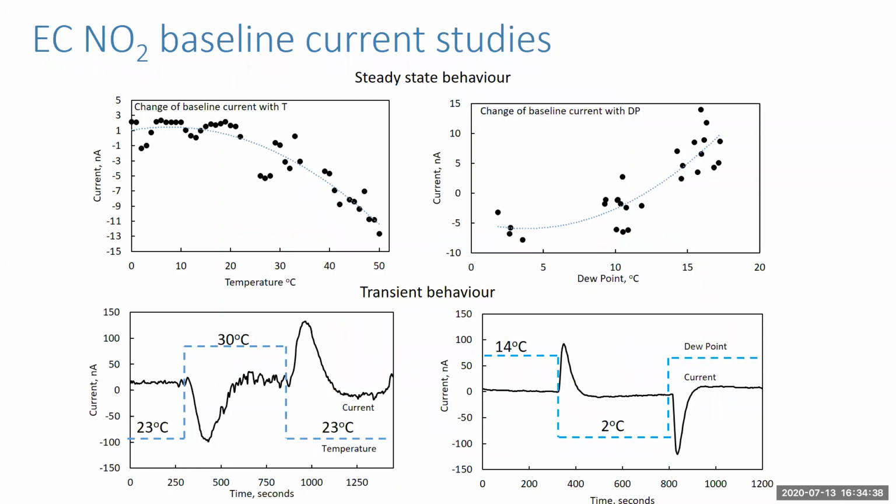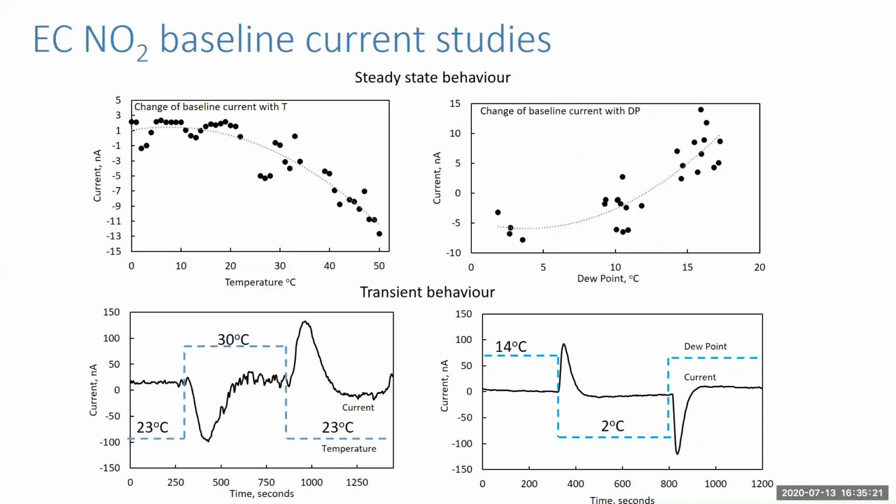What we have been able to do is to replicate those temperature and dew point behaviours in the laboratory. And in the top two graphs here, we have a graph on the left-hand side showing the baseline current in response to steady state temperature changes, and on the right-hand side, dew point changes. So these graphs are made by changing the temperature, waiting for the whole system to stabilize, and then measuring the baseline current. And you can see that there is a response to temperature changes and to dew point changes.